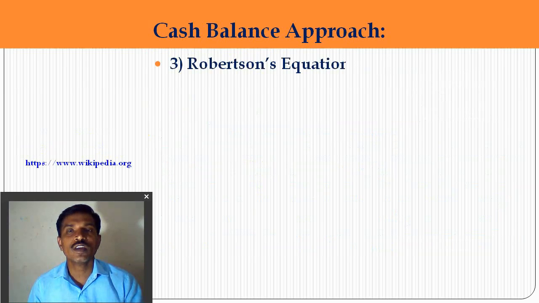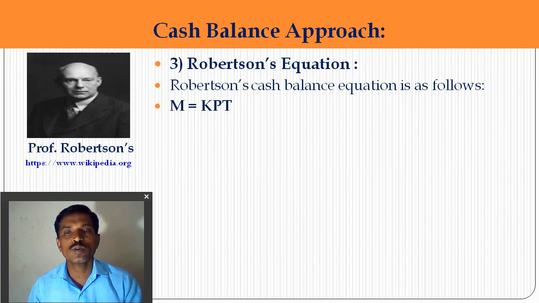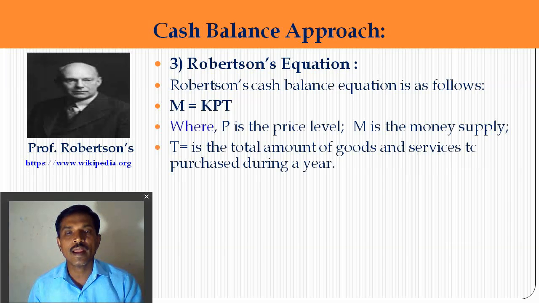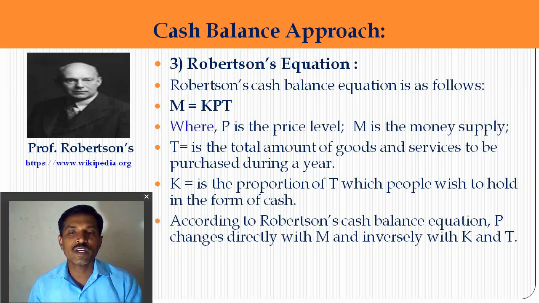The third equation is given by Robertson. According to Robertson, his equation is M = KPT. M is the money supply, P is the price level, and T is the total amount of goods and services to be purchased during the year, just like in the Fisher equation. K is the proportion of T which people hold in the form of cash, so the proportion of income held in hand is called K. So according to Robertson's cash balance equation, P changes directly with M, the money supply, and inversely with the proportion held in hand and the goods and services transactions.